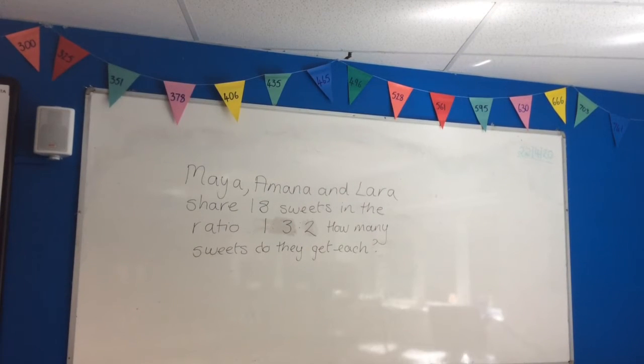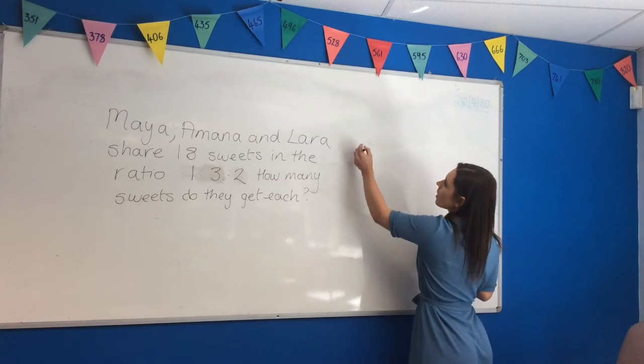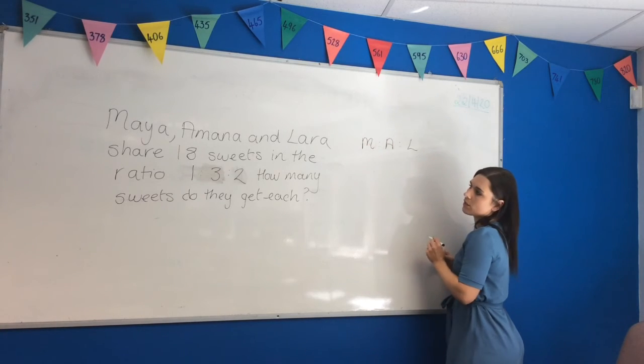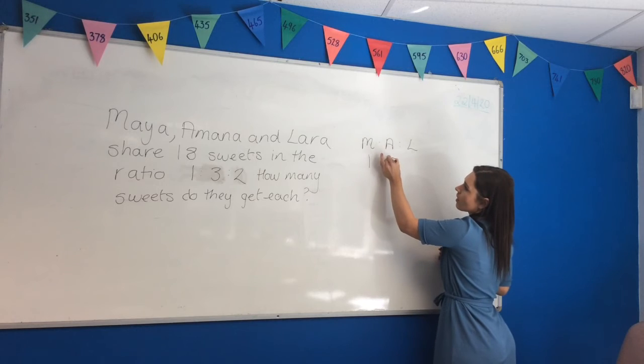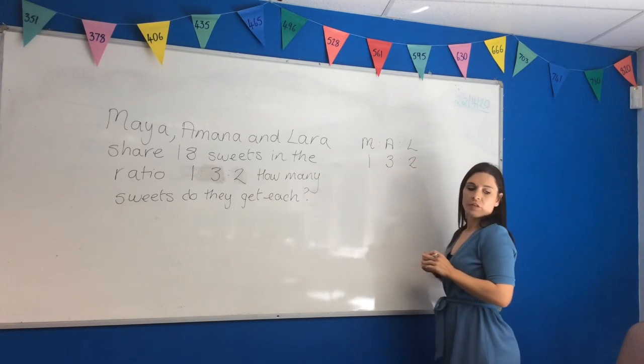Here's another question for you to have a go at before I show you the answer. Maya, Amana and Lara share 18 sweets in the ratio 1 to 3 to 2. How many sweets do they get each? Pause the video and have a go. Okay, so first of all you should have written out your ratio. Maya to Amana to Lara. 1 for Maya, 3 for Amana, 2 parts for Lara.